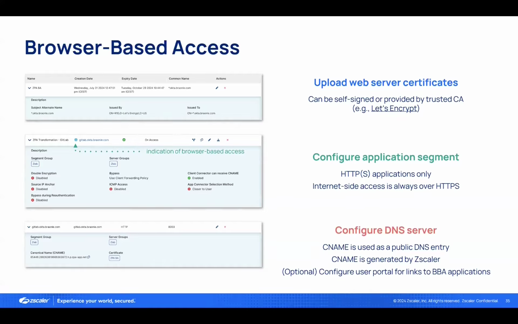For example, you'll be required to upload a web server certificate, which will need to be selected as part of the application segment. Note that browser-based access is only possible for HTTP or HTTPS applications, and that internet-side access is always over HTTPS. You'll also need to configure a DNS CNAME entry, which is generated when the segment is created, is used as a public DNS entry and will need to be configured to grant access to the application over the internet. You can also optionally configure a user portal so that users can sign in to a web portal and see a tile-based view of all the browser-based applications they have access to in one location.